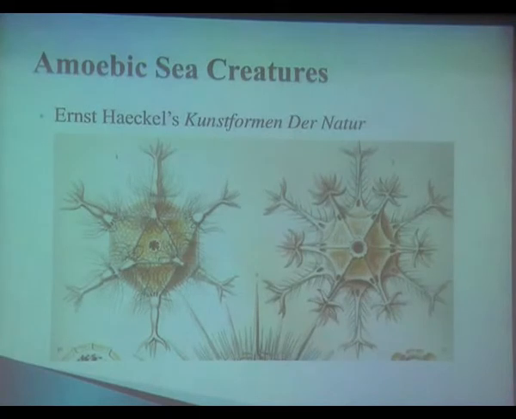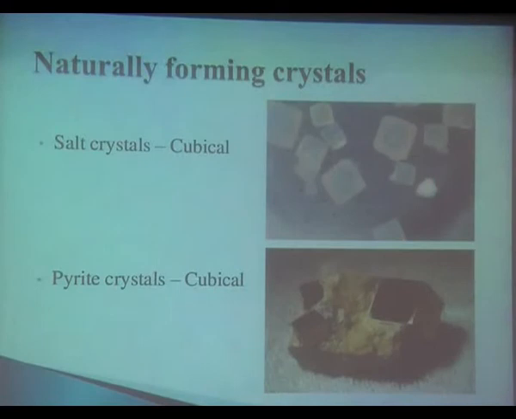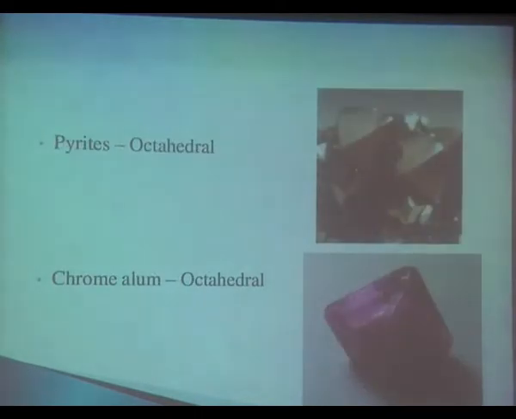They are found to be in, you know, icosahedral and dodecahedral shapes. Salt crystals and pyrite crystals are found to be, naturally they occur in cubic crystals. That's because their lattices have cubic symmetry, so that's reflected in their natural existence. And in fact, pyrites is also found in octahedral crystals.